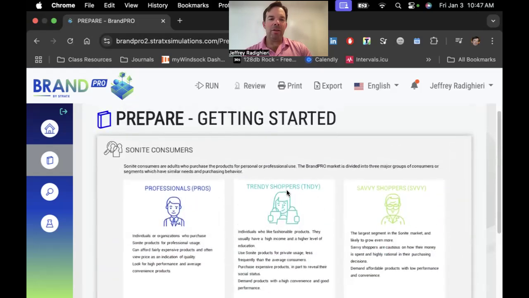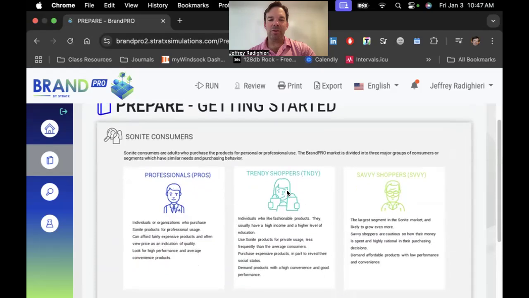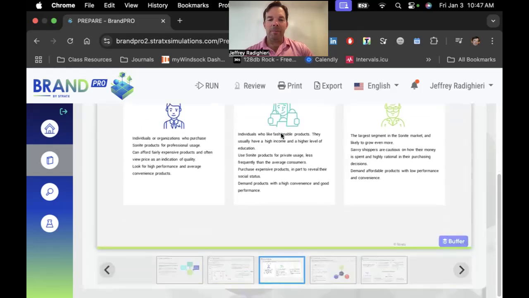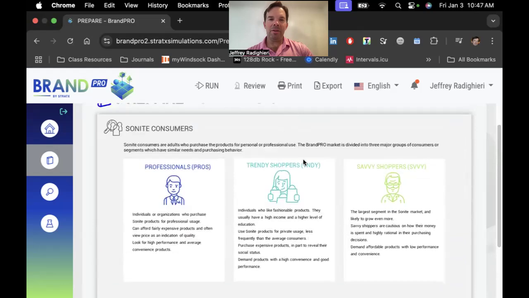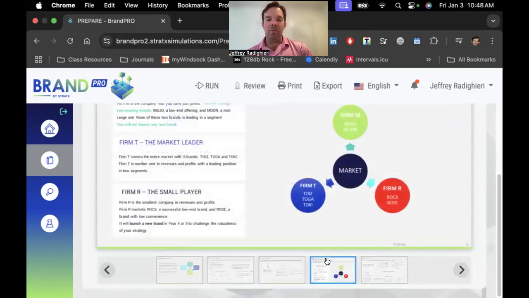Okay, three target segments: professionals, kind of high end. They want all the bells and whistles. They're willing to pay a higher price. The other end of the spectrum is savvy shoppers. These are those who are willing to give up some functionality in order to get it at a low price. And then you have what we call trendy shoppers who are somewhere in the middle. So, and again, you'll want to analyze them and see what they're interested in and decide to target some or all of them with your Mojo and your Moon.